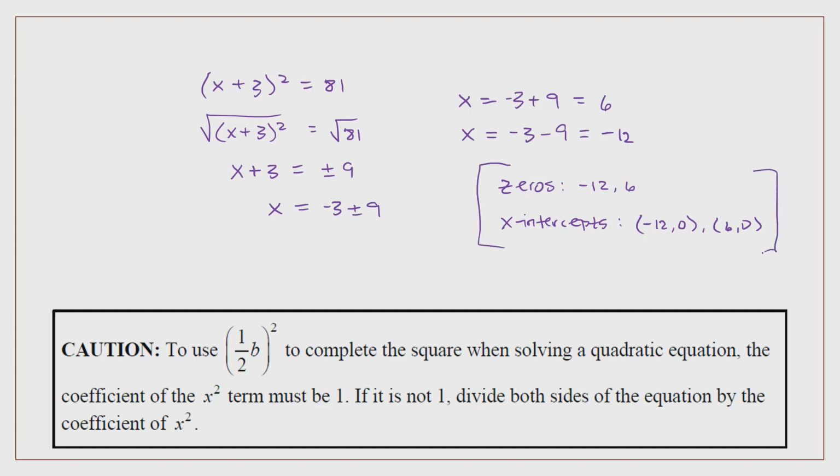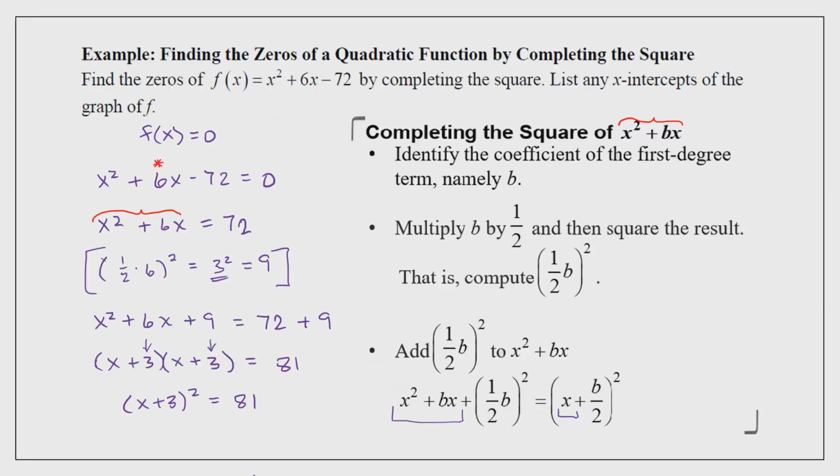So something to keep in mind, a caution for you. To use the 1/2 b squared to complete the square when solving a quadratic equation, the coefficient of the x squared term must be 1. If it is not 1, then divide both sides of the equation by the coefficient of x squared. Let me just explain that a little bit.